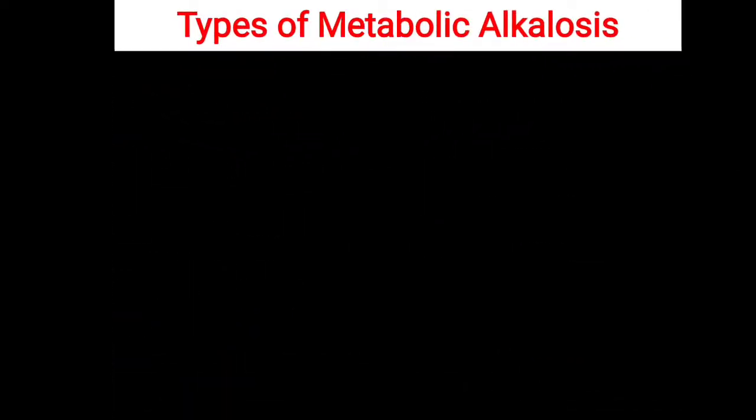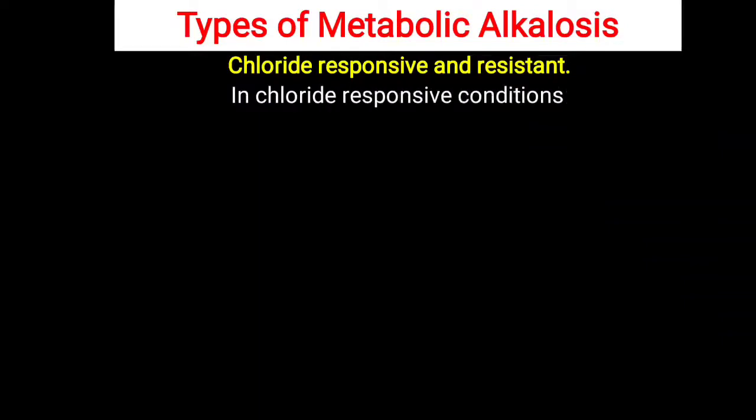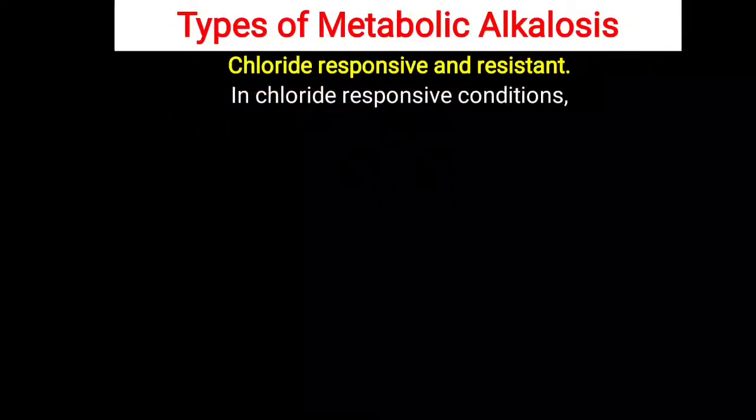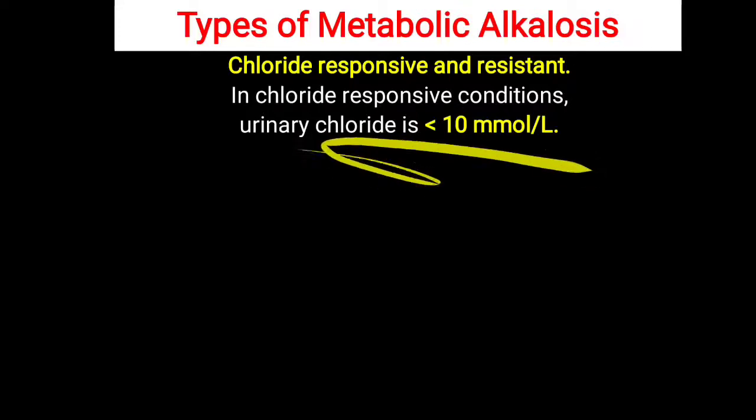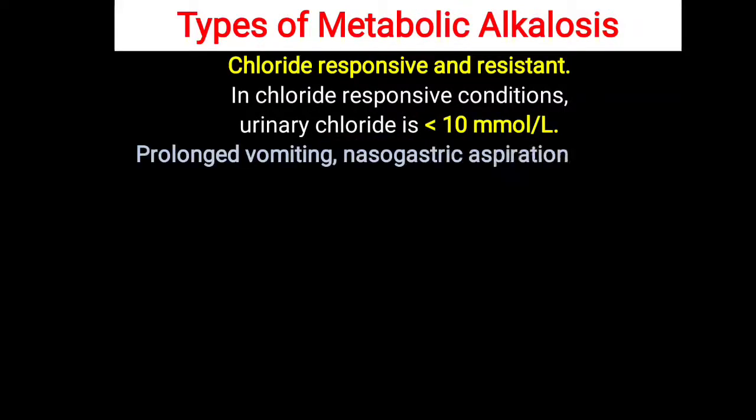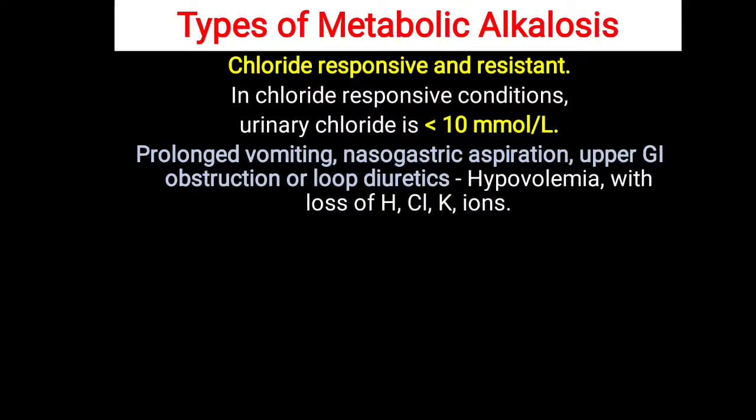Now further, there are some types of metabolic alkalosis, and they are divided based on the chloride level. Some are called chloride responsive and some are chloride resistant. So what is the role of this chloride, that also we will learn. In the chloride responsive condition, the urinary chloride level is less than 10 millimole per liter. So it is not excessive, but generally less than 10 millimole per liter. In prolonged vomiting, nasogastric aspiration, upper GI obstruction, and loop diuretics, the fluid level is decreasing, and that decreased fluid level leads to hypovolemia, and this hypovolemia is seen along with the loss of hydrogen, chloride, and potassium ions.